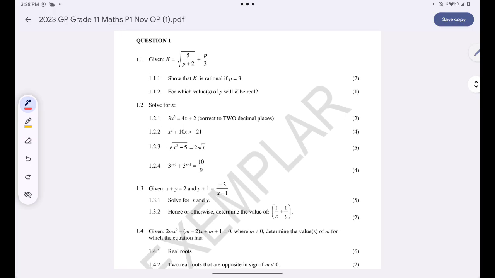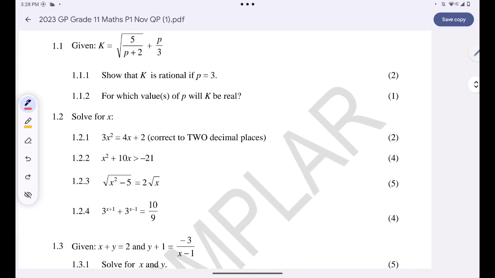Okay, question 1. Given that k is equal to the square root of 5 all over p plus 2, plus p over 2. Show that k is rational if p is equal to 3.